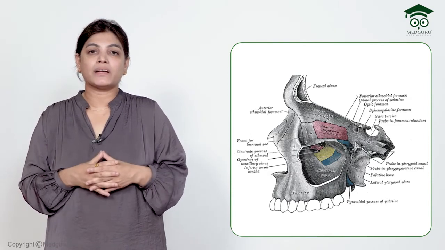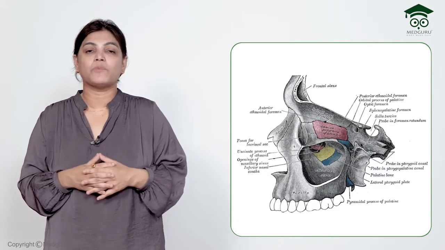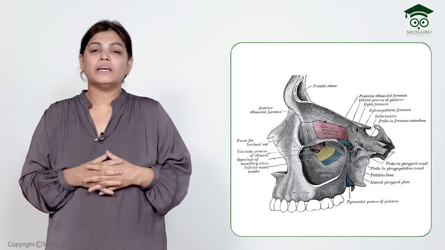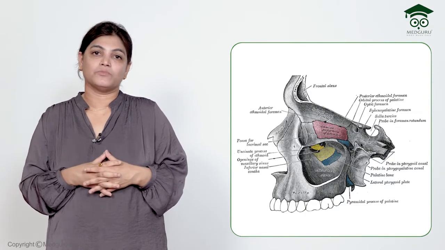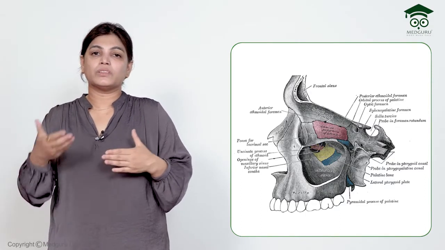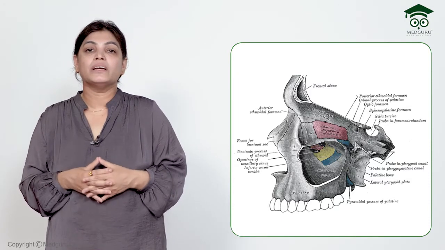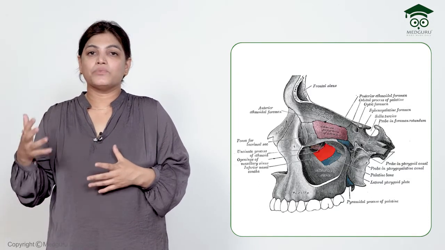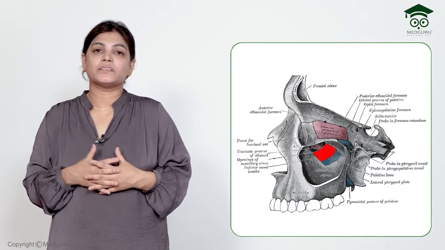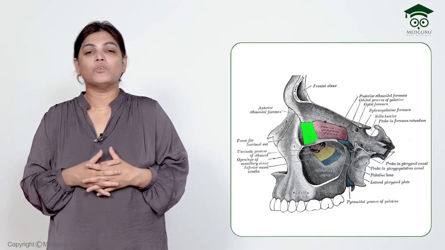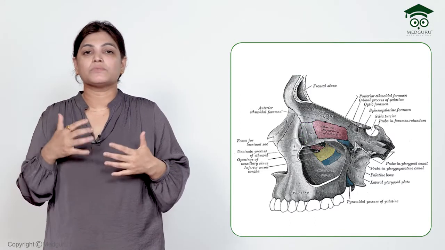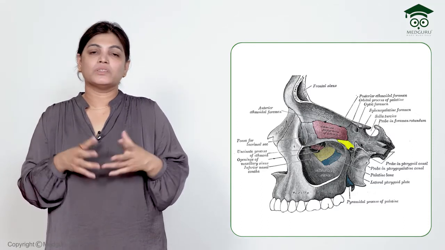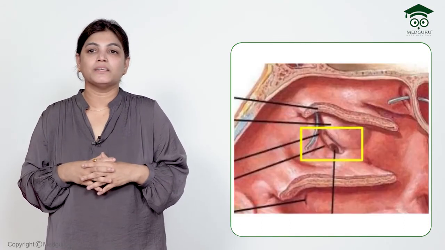Once more, the boundary of maxillary sinus. Superiorly, it is bounded by which bone? Ethmoid bone. Which process? Uncinate process. Inferiorly, it is bounded by the inferior concha. On the anterior aspect, it is bounded by lacrimal bone, descending part, and on the posterior aspect, it is bounded by palatine bone. So these are the boundaries of maxillary sinus.